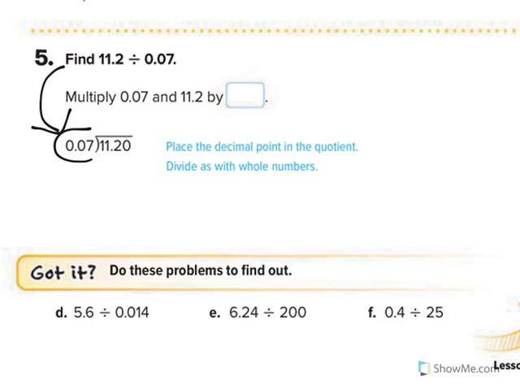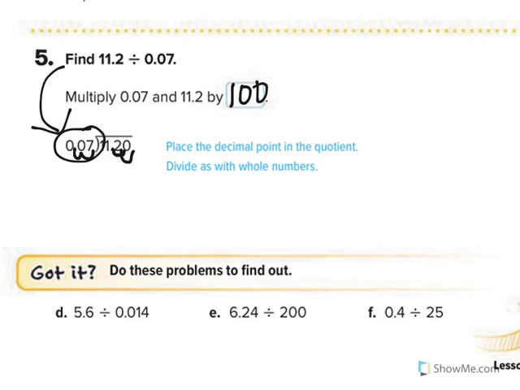So I want to look at my divisor and say this needs to be a whole number. It's not right now. So I need to move my decimal point 2 times to the right, or multiply by 100. So I'm going to be multiplying my divisor and my dividend by 100. Now, they've already annexed this 0 here, because if I move my decimal point one time in 11.2, I've run out of digits, so I've got to annex a 0 and move the decimal point one more time.